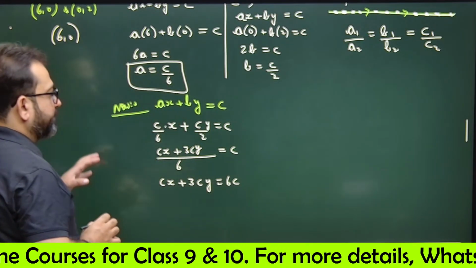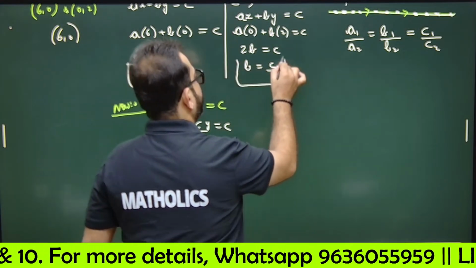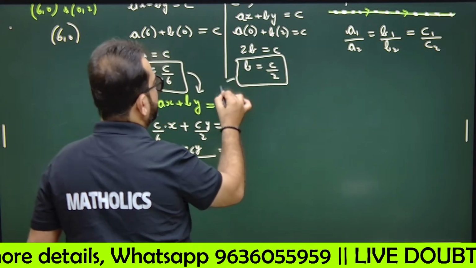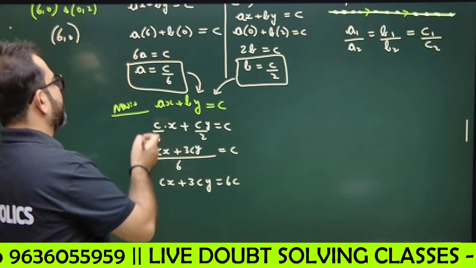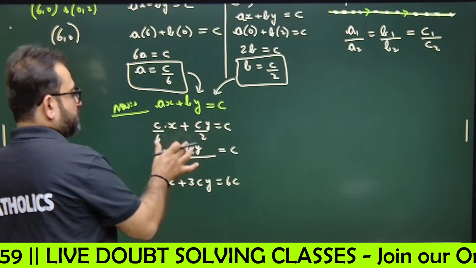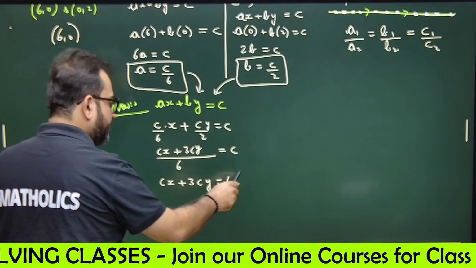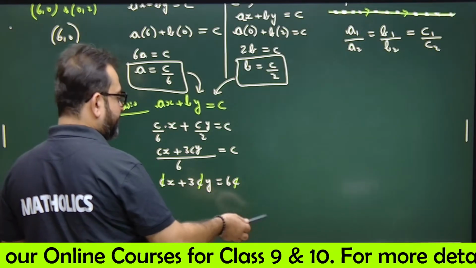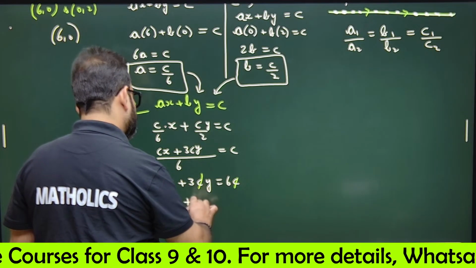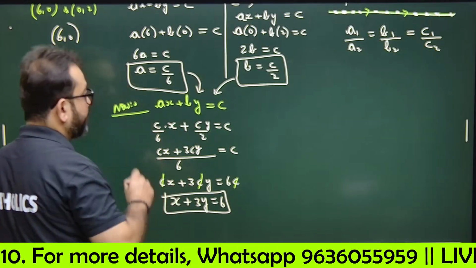What we have done, we have just put the value of a in terms of c into this. We found the values of a and b and substituted them in the original equation. So a was c by 6, b was c by 2. LCM was 6, so cx plus 3cy equals 6c. If you take c common, it gets cancelled from the left and right hand side. So x plus 3y equal to 6 is the first equation, right?